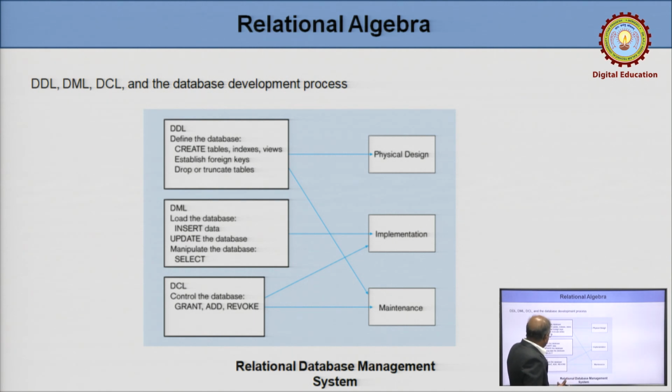So, these create commands, then we drop table or truncate also. We use drop table, drop view, drop index, drop sequence, like that. All those commands come under the category of DDL.